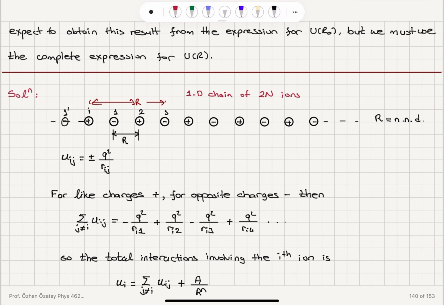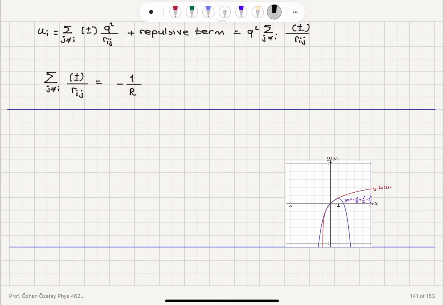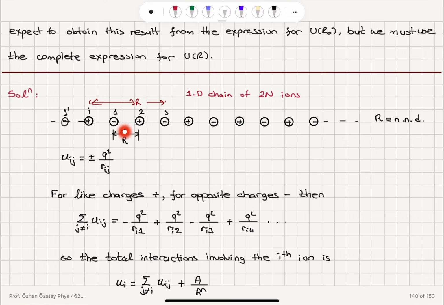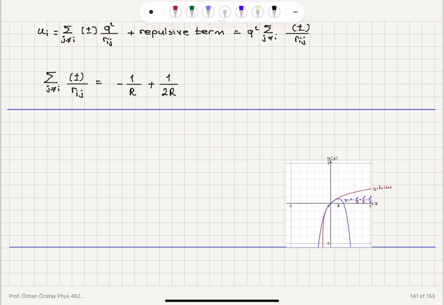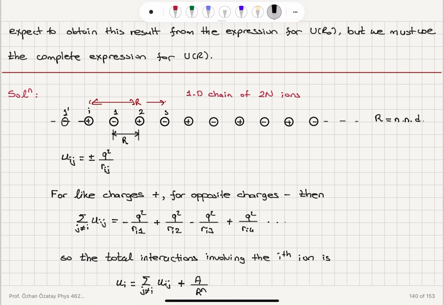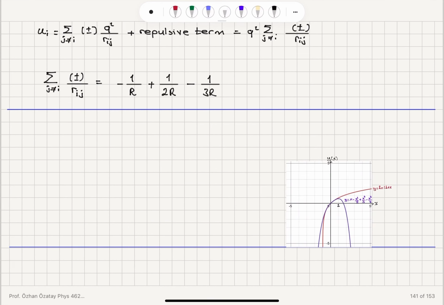Then for the second ion, the distance is 2R and it's positive, so it's plus 1 over 2R, plus 1 over 2 capital R. For the third one, it is 3R now, and it is negative because it's an attractive potential, minus 1 over 3R, minus 1 over 3 capital R. And for the fourth one it's positive again, plus 1 over 4R because the distance is now 4R, etc.